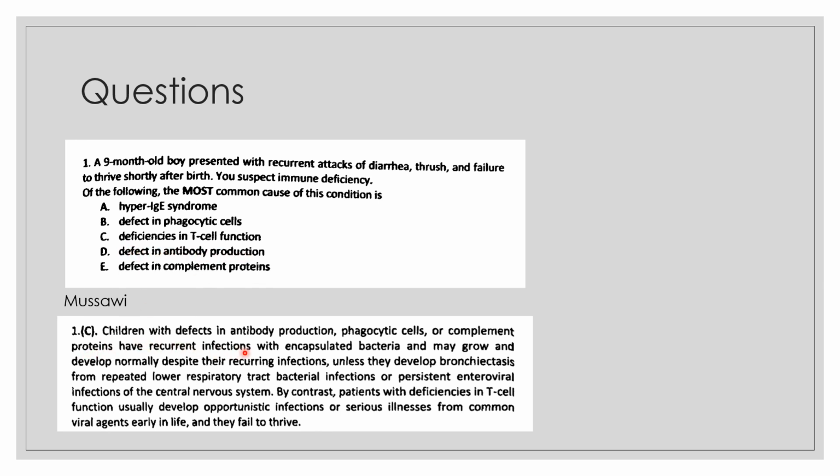Children with defects in antibody production, phagocytic cells, or complement proteins have recurrent infections with encapsulated bacteria and may grow and develop normally despite their recurring infections, unless they develop bronchiectasis from repeated lower respiratory tract bacterial infections or persistent enteroviral infections of the central nervous system. By contrast, patients with deficiencies in T cell function usually develop opportunistic infections or serious illnesses from common viral agents early in life, and they fail to thrive.